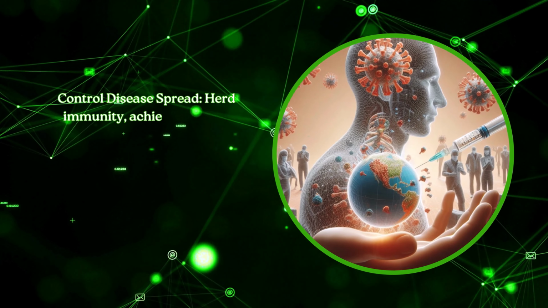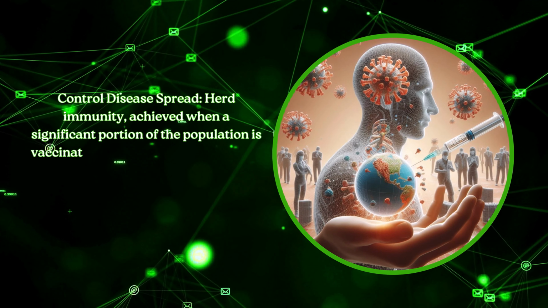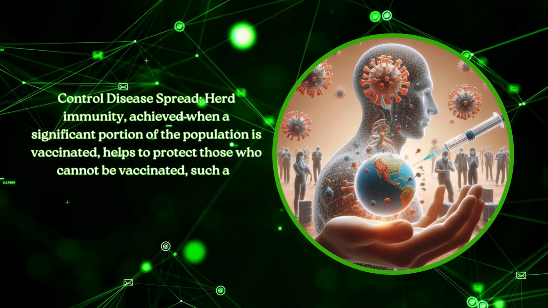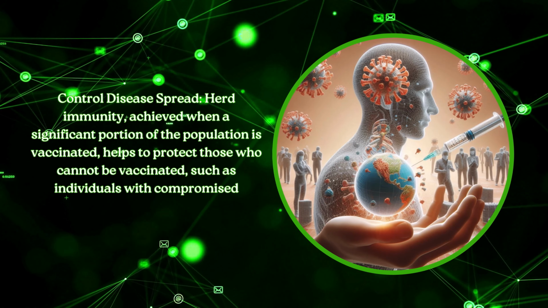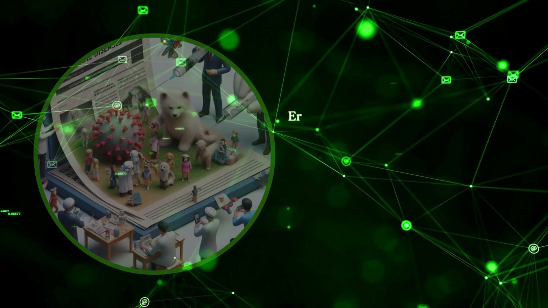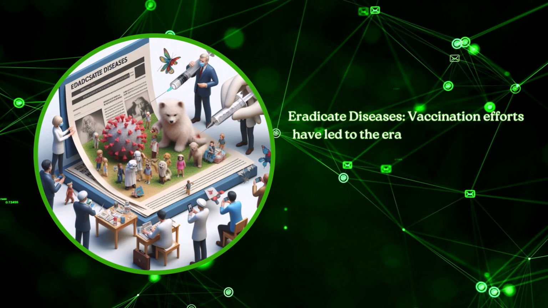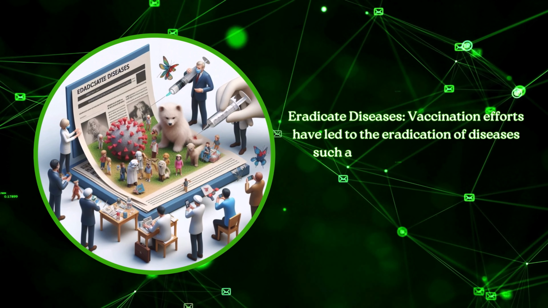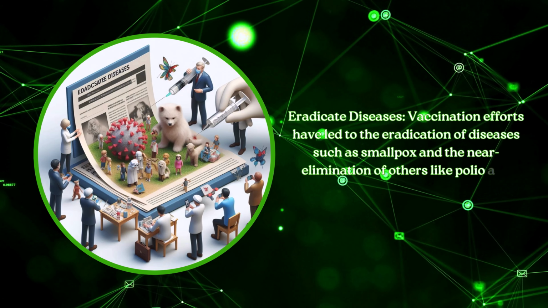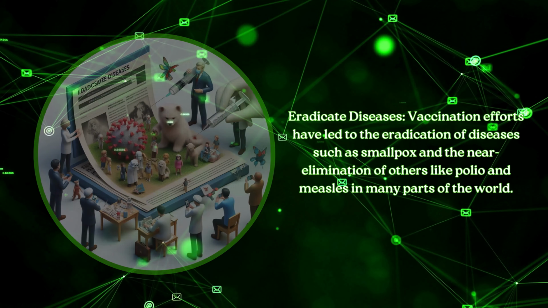Control disease spread. Herd immunity, achieved when a significant portion of the population is vaccinated, helps to protect those who cannot be vaccinated, such as individuals with compromised immune systems or allergies. Eradicate diseases. Vaccination efforts have led to the eradication of diseases such as smallpox and the near elimination of others like polio and measles in many parts of the world.